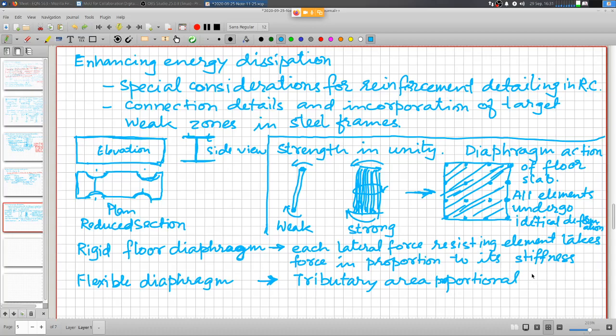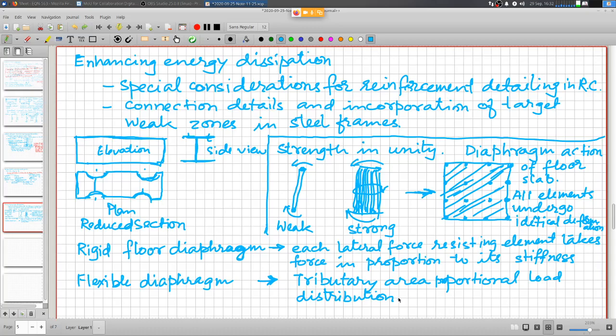Proportional force, or rather I would say load distribution. So tributary area, you are all familiar with tributary area. That's how you distribute gravity loads on individual beams, if you recall. So it's the same concept, except that we are looking at distribution of the horizontal load.